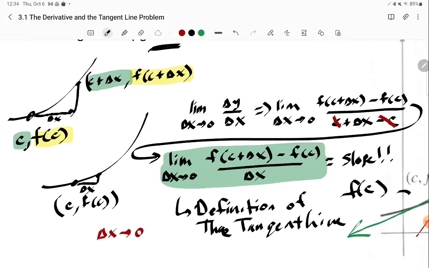Okay, the tangent line. There we go. Okay, get that down, and then let's look at an example.